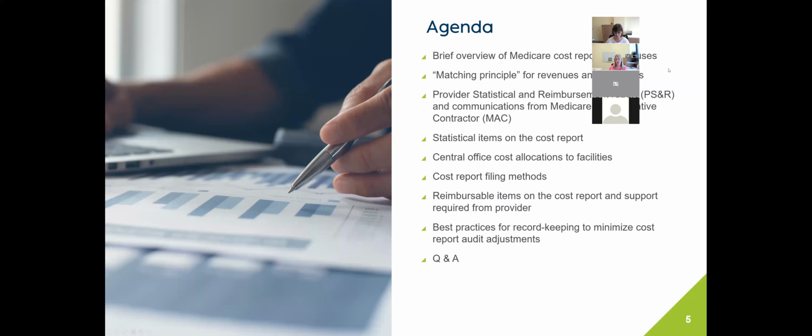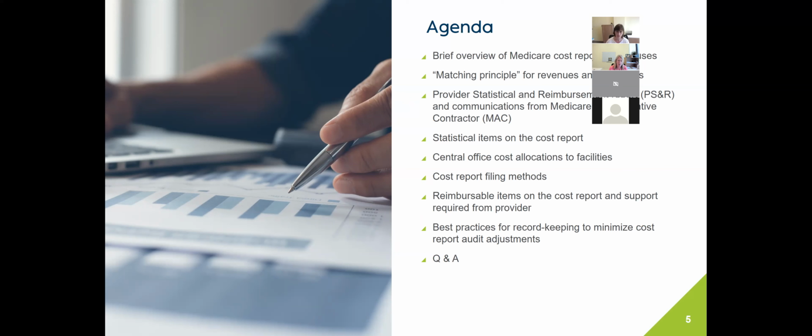All right, so the agenda of what we're going to go through, we're going to do a brief overview of the Medicare cost report and its uses. We'll talk about the matching principle, how revenues and expenses should be matched. We'll talk about the PS&R, the provider statistical report, and the communications that you get from your Medicare contractor and what you should be looking for.